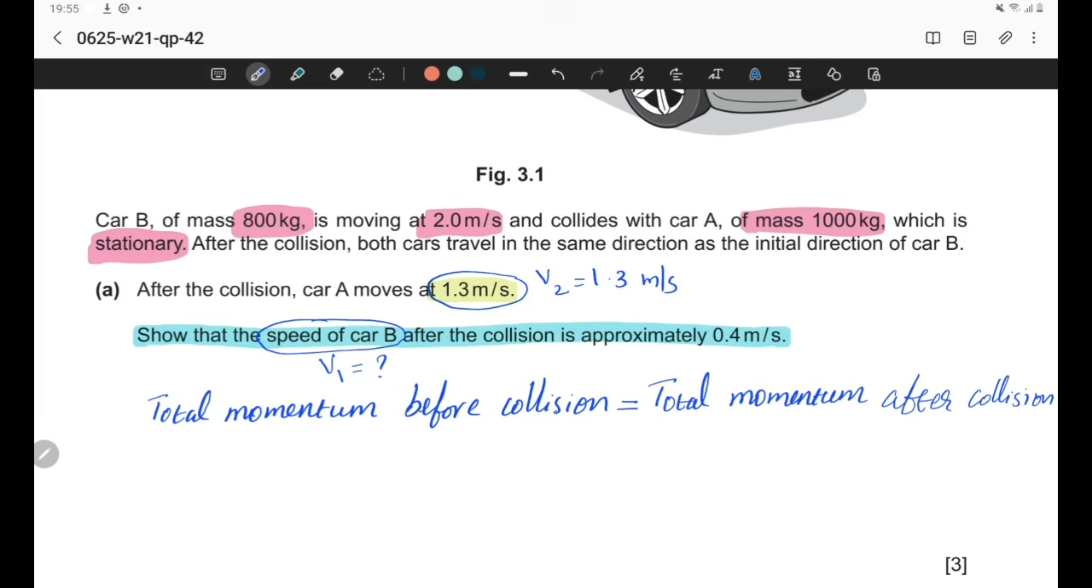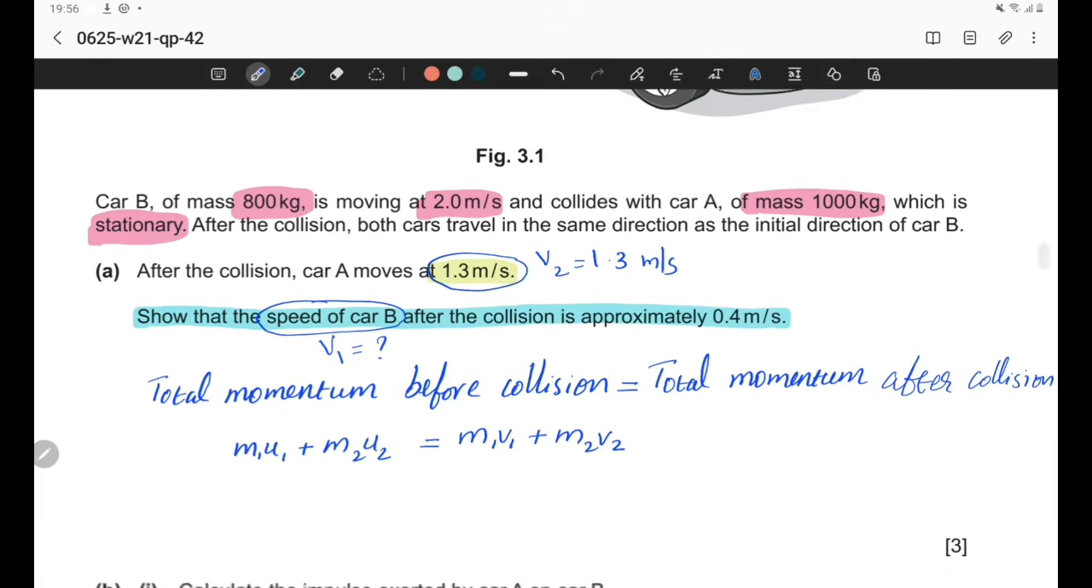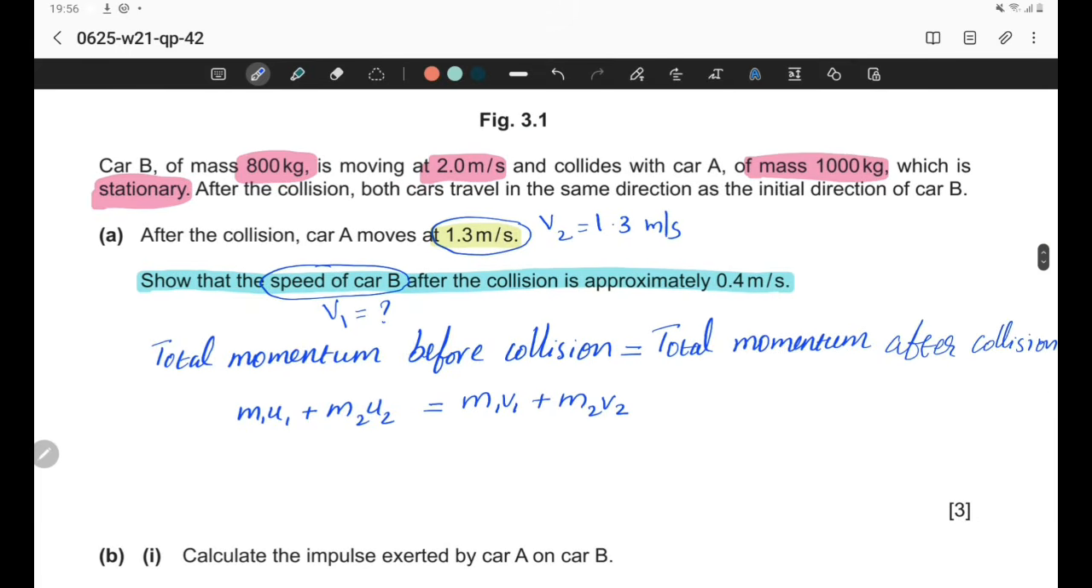According to the principle of conservation of momentum, total momentum before collision must be equal to total momentum after collision. So total momentum before collision is the initial momentum of the first car, m1u1, plus the initial momentum of the second car, and that must be equal to the total momentum after collision, that is the momentum of the first car after collision, m1v1, plus the momentum of the second car after collision, m2v2. Here we have the important values which we can substitute.